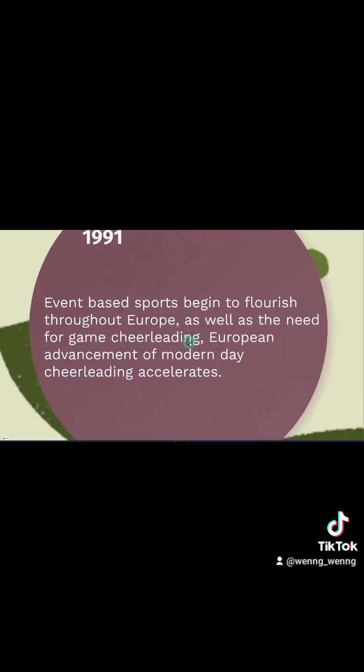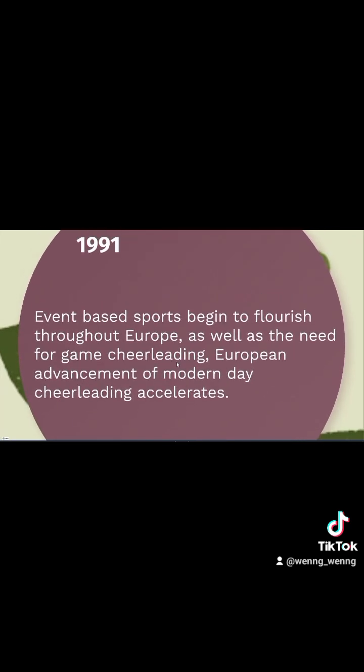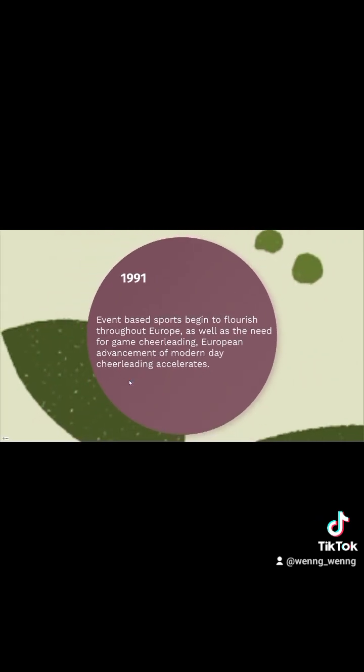Let's jump to 1991. From Japan and the United Kingdom, they went to Europe. In 1991, the sport began to flourish through Europe as well as the need for game cheerleading. Because of the European advancement, modern-day cheerleading accelerates. Hindi lang siya pumupunta from one place to the next place, hanggang pumunta na sa Pilipinas and all over the world.